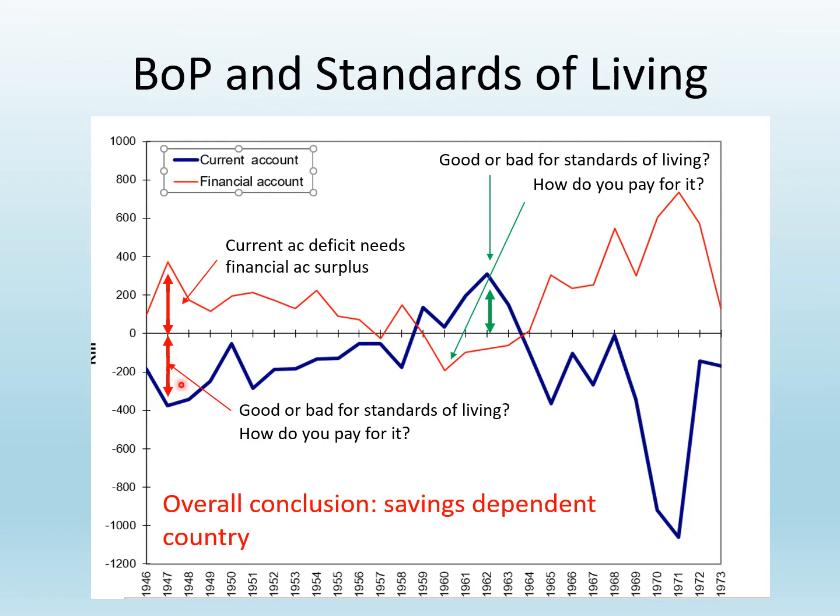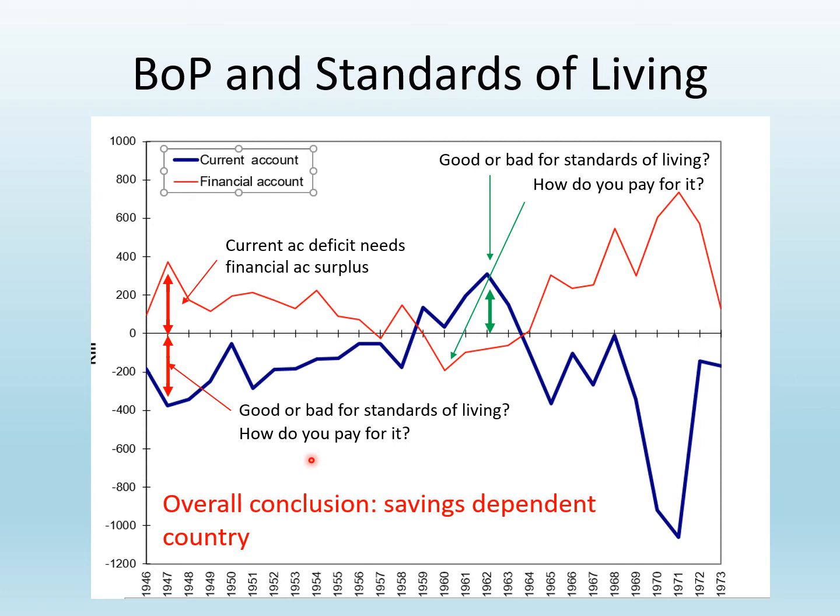What is the country doing? It's using those savings to buy imports. So the country is living beyond its means. It's consuming more than it produces, and in order to do that, it's using the savings of other countries. If I can just rewind the slide back to this situation here where we're talking about a current account deficit and how do you pay for it?